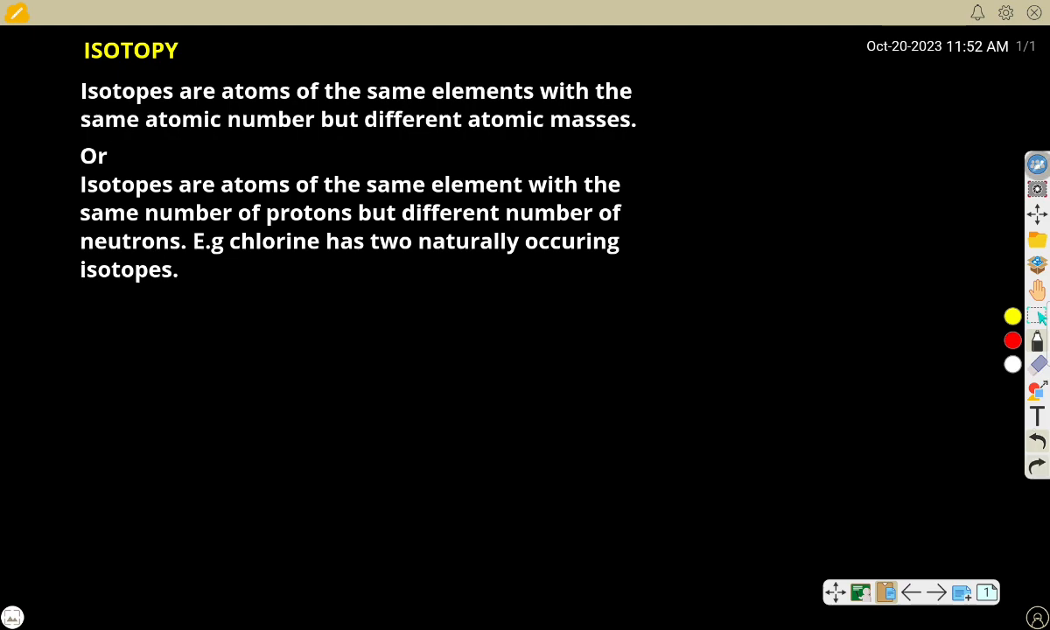For example, chlorine has two naturally occurring isotopes. So we have chlorine 35 and chlorine 37. So this is mass number or atomic masses.